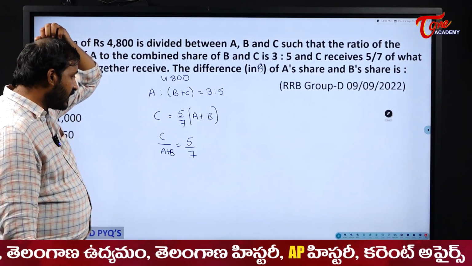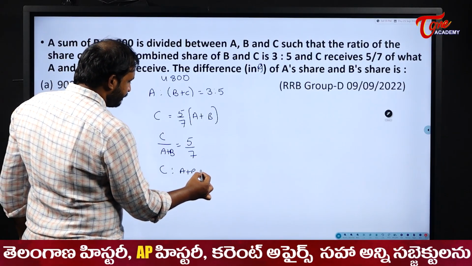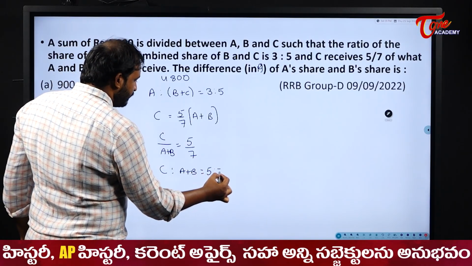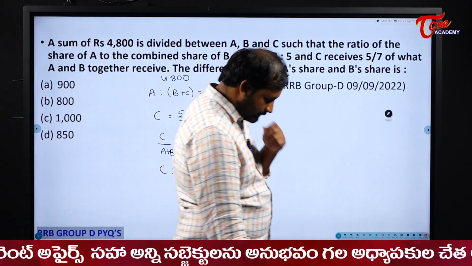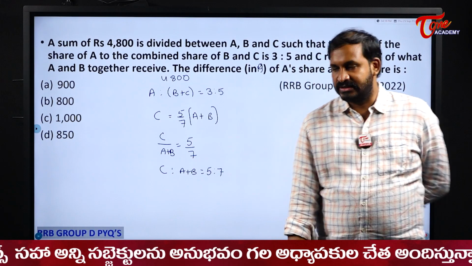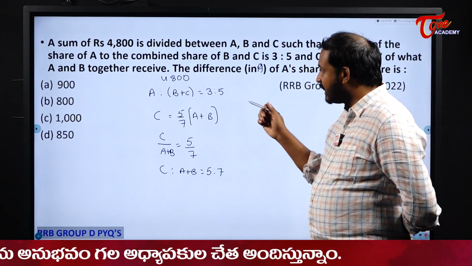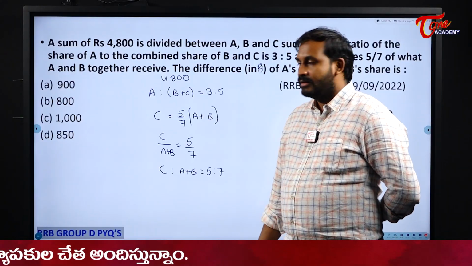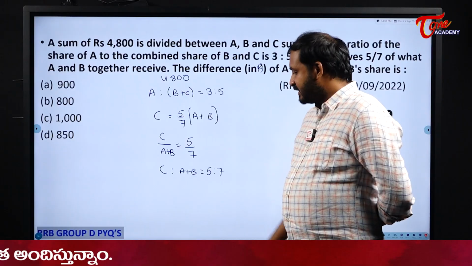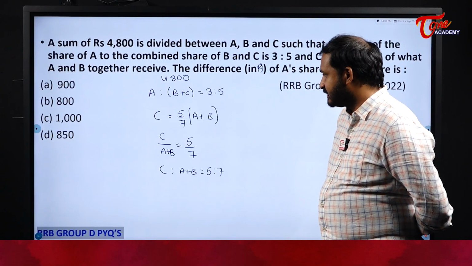So now here I have two equations. C is to A plus B is equal to 5 is to 7. Now tell me, students, how can we find the answer for this one? Is it practically possible for us to get the answer? Yes, it is possible, but how? Here I have A is to B plus C, and here I have C is to A plus B. How should I consider this?